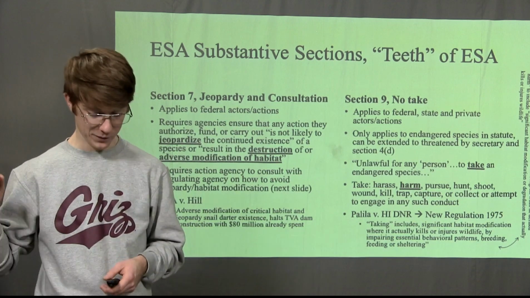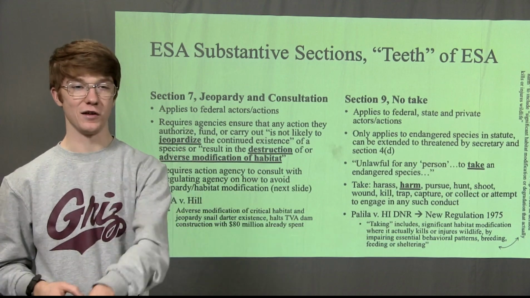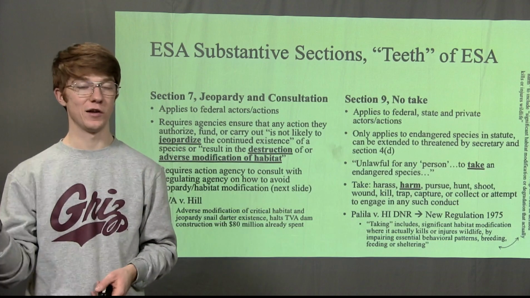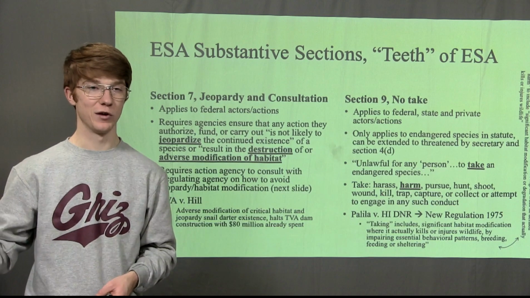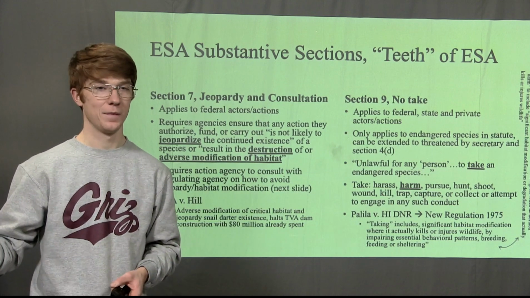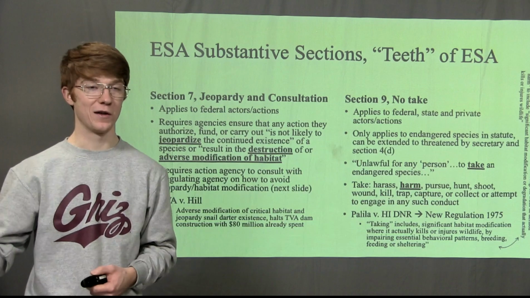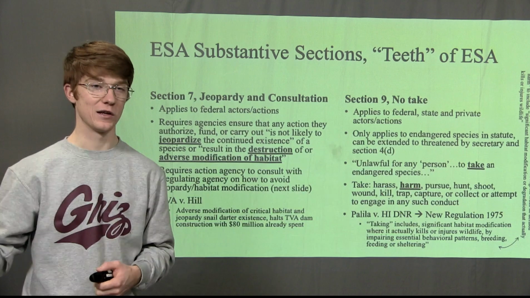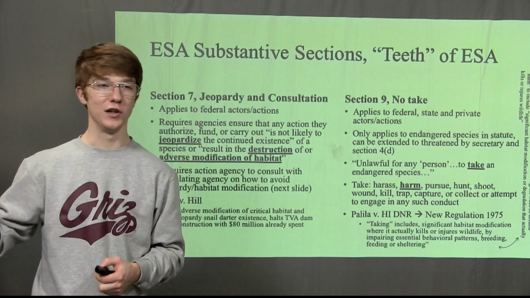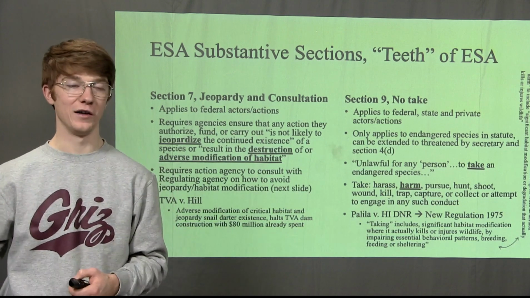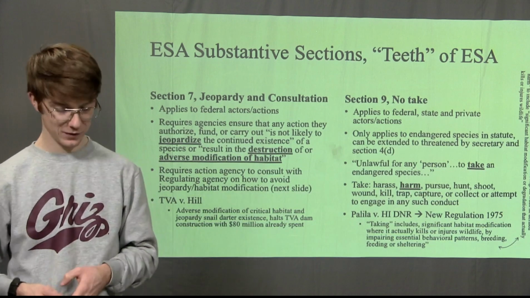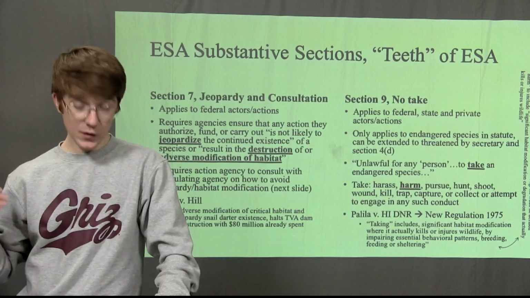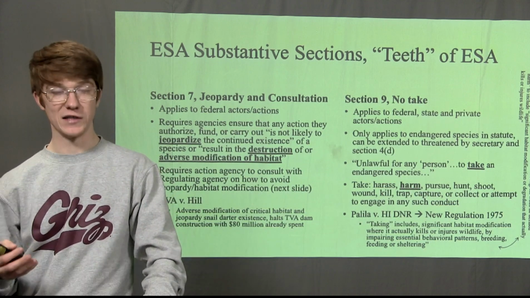And then, as we saw in TVA versus Hill again, the findings: listing of the snail darter, designation of the Little Tennessee River as critical habitat. The dam will adversely modify that critical habitat and jeopardize the continued existence of the snail darter. Courts enjoined the dam for violating the Section 7 Jeopardy Clause. Consultation, Jeopardy provision. It shows the teeth of Section 7 and the ESA.